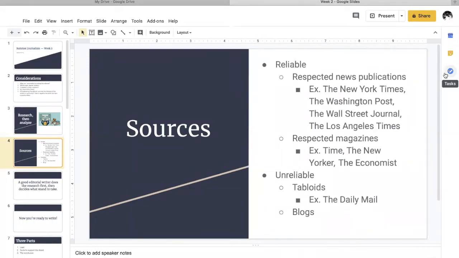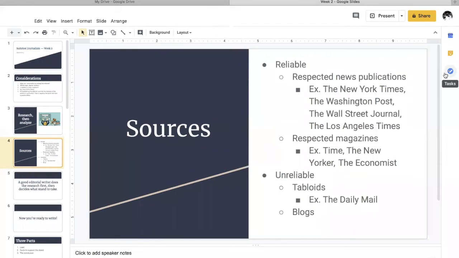Any other respected news publications that I've missed? Maybe local newspapers, like the Chicago Tribune is good. The San Francisco Chronicle, regional papers like that, are kind of like the Los Angeles Times and also really good. Besides those, we have respected magazines, like Time, The New Yorker, and The Economist. I don't know if you guys have looked at those before, but The New Yorker and The Economist are kind of more longer form essays.